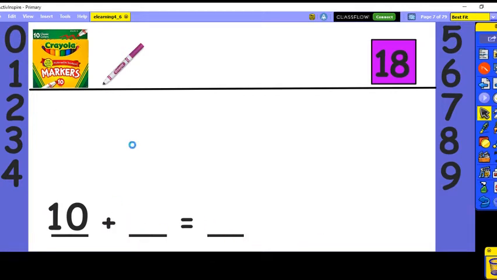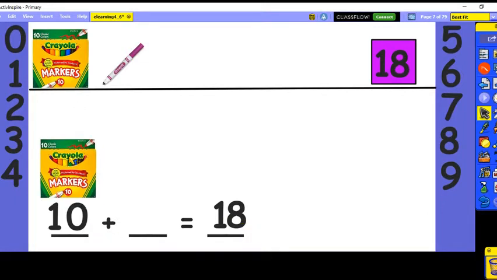So our total is 18 markers. 18 is a 1 and an 8 for 18. 1 in the tens place, 8 in the ones place. 10, a box of 10 markers. How many single markers do I need to get to 18? Can you show me with your fingers?